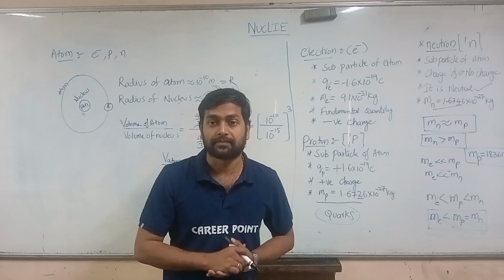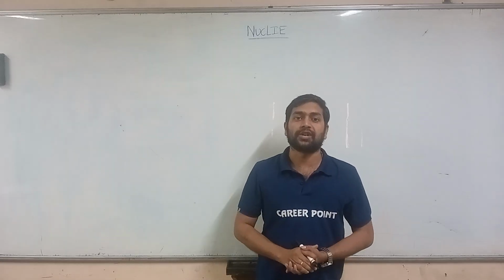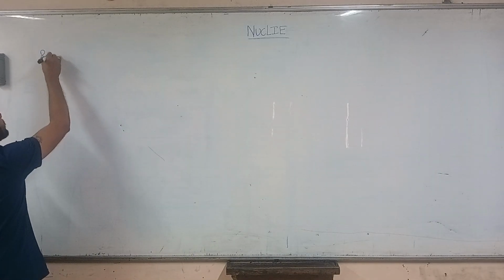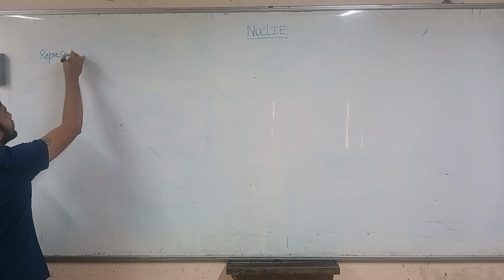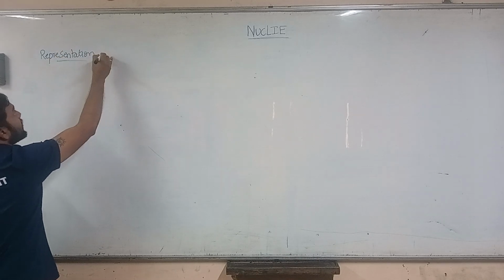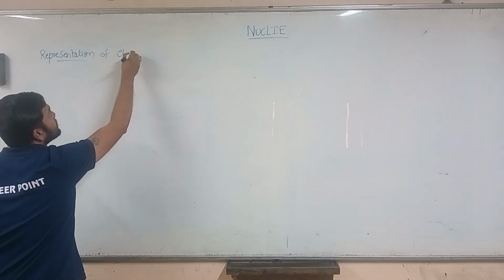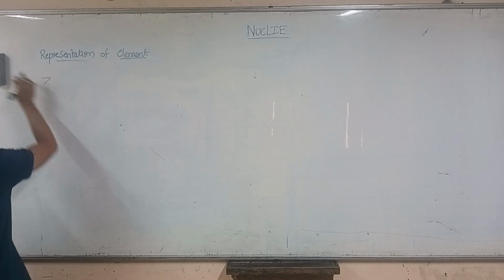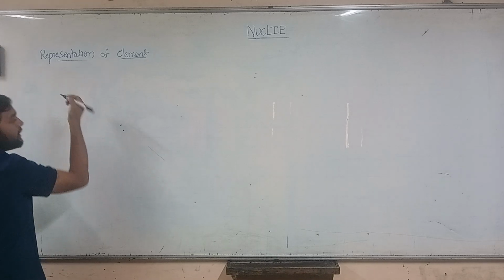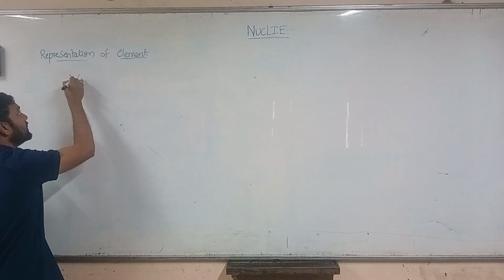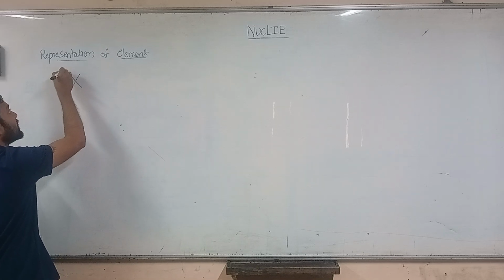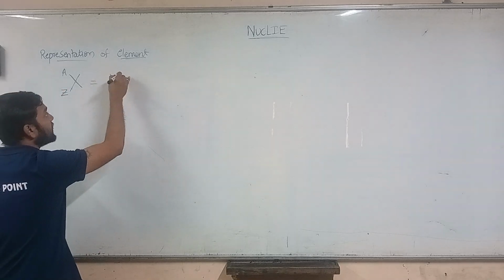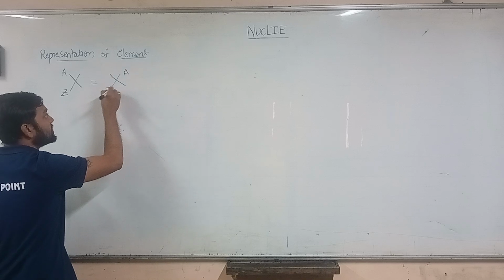Okay, now we'll see the representation of an element. Representation of an element. First, let us take an element X. Here we have A and here we have Z, or in some books it may also be written like this, with A and Z placed differently.